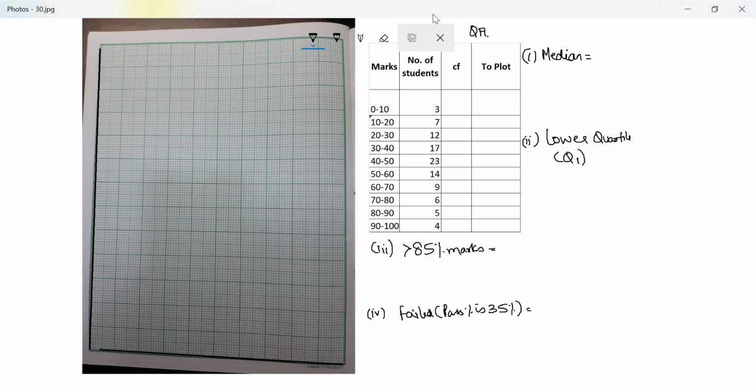Hi guys, let's move on to the next question. The next question is question number 19. It says the marks obtained by 100 students in a mathematics test are given below, ranging from 0 to 100.